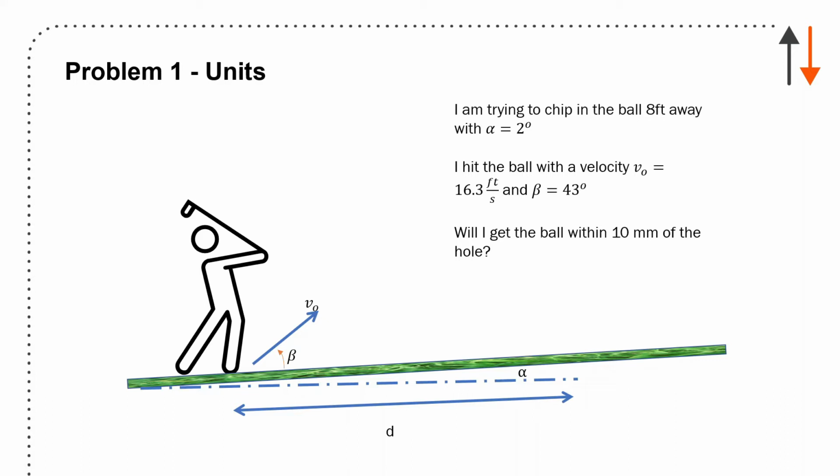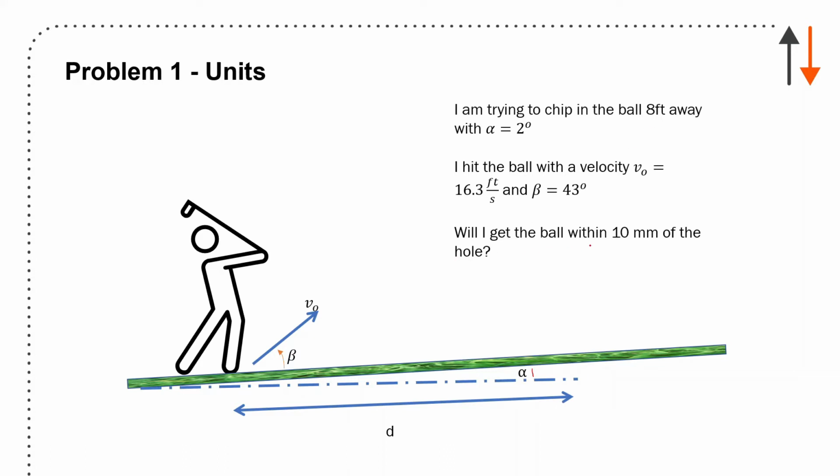So let's try a problem with units. And this problem is me going to the golf course. The important thing here is that this fairway that I'm on is at a slight angle of alpha degrees. I chip the ball, and I'm trying to go a distance d, which is 8 feet away. And I hit the ball at an angle of beta with a velocity v sub naught. V sub naught is 16.3 feet per second. Beta is 43 degrees. Alpha is 2 degrees, so it's not a big slope. And the distance is 8 feet.